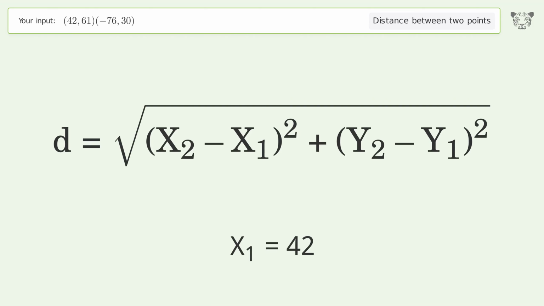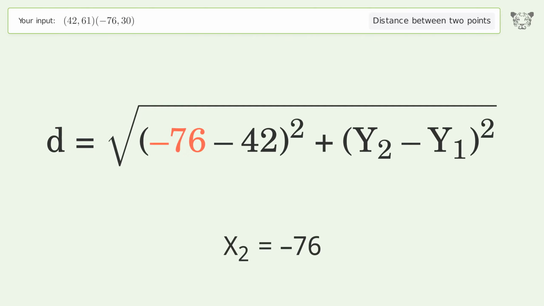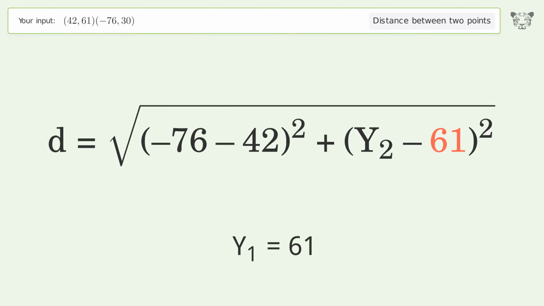x1 equals 42. x2 equals negative 76. y1 equals 61. y2 equals 30.